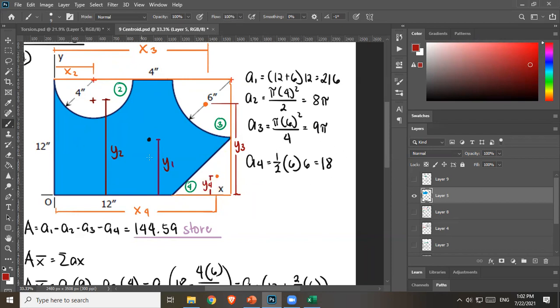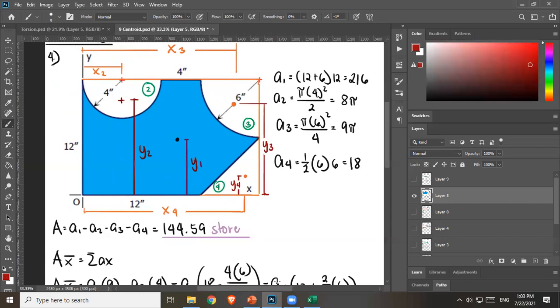1/2 base times height. We already found out that this base is actually 6 since it's the same radius as your quarter circle. So 1/2 times 6. Now what's the height? This is the height. Total height is 12. Again, radius is 6. And that's also equal to this. This is also radius. So 12 minus 6, you'll get the height of your triangle, which is 6. That's why this is 1/2 times 6 times 6. And you'll get 18. Okay, so those are all your areas.